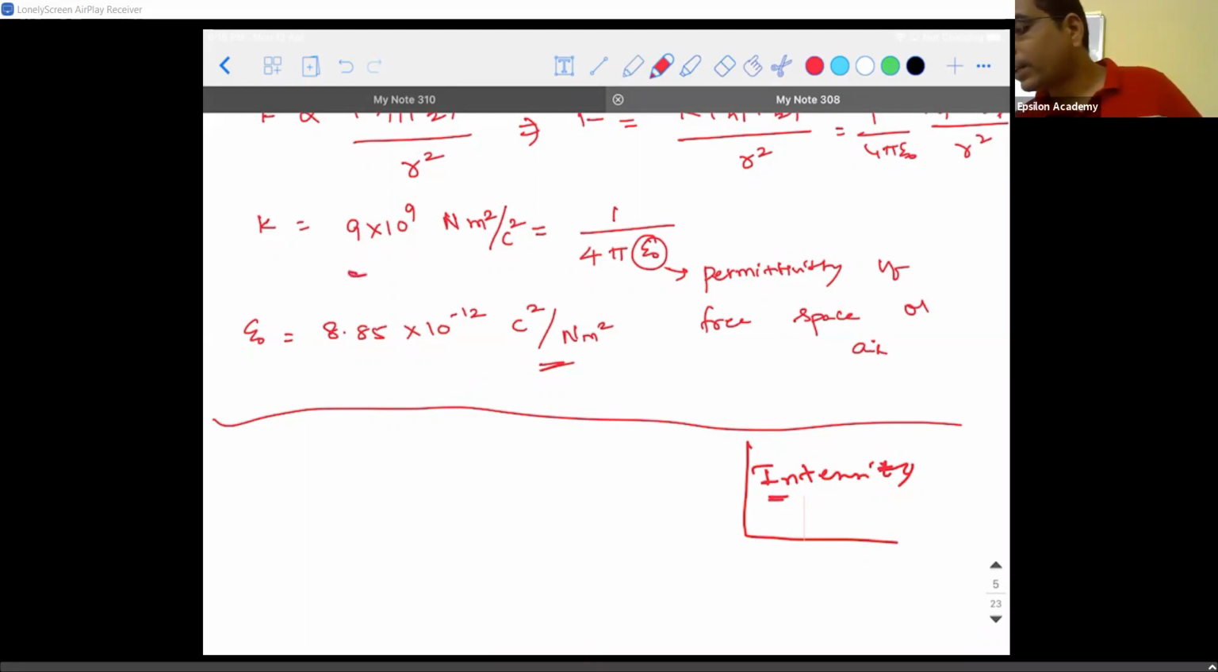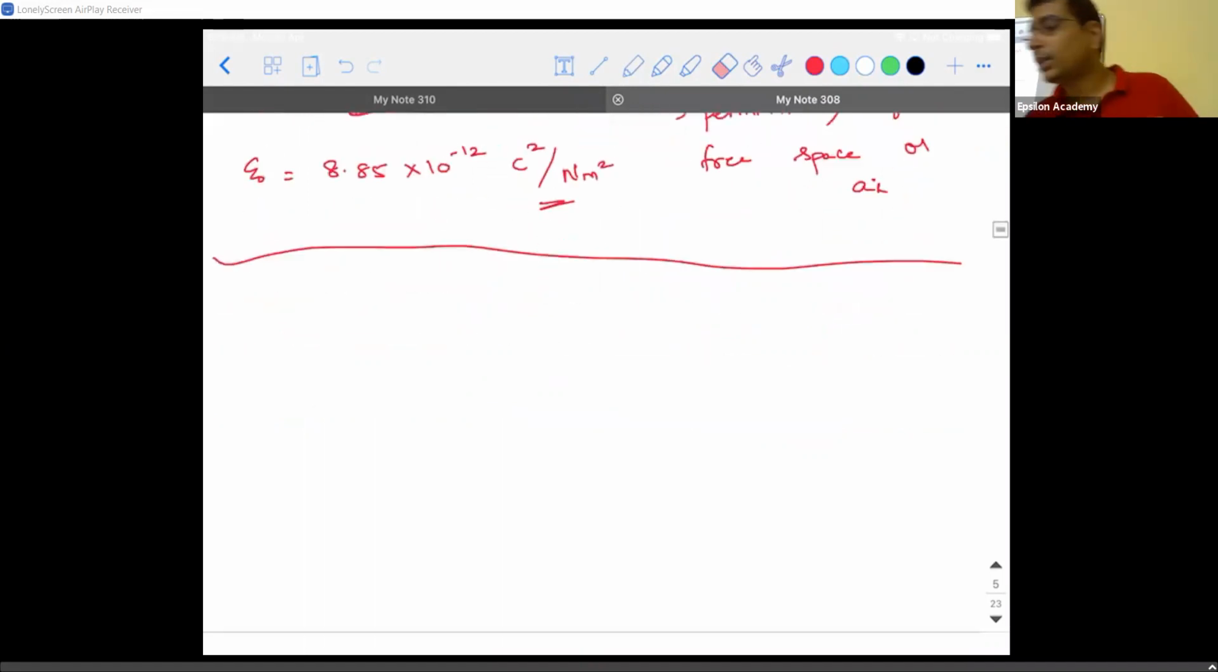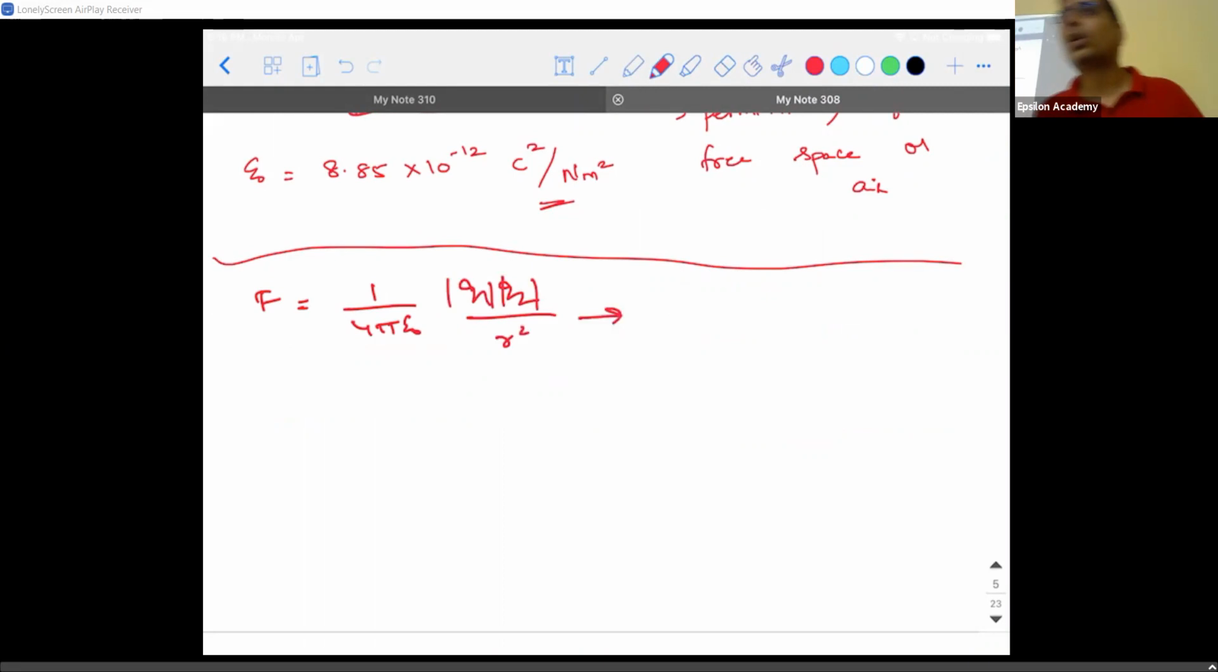K value is given as 9 into 10 power 9 Newton meter square per Coulomb square, and epsilon naught is given by 8.85 into 10 power minus 12 Coulomb square per Newton meter square. These values are to be remembered. And you have expressed force in terms of the product of both the charges in what form? F is equal to 1 by 4 pi epsilon naught Q1 Q2 divided by R square, and this is what we call the scalar form of force.